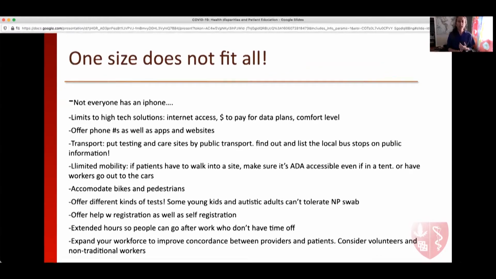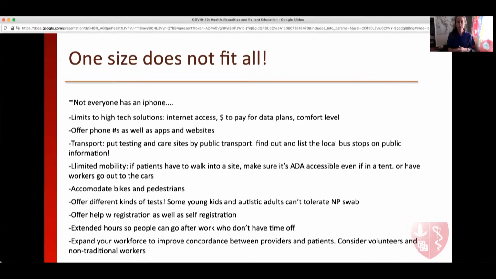Therefore, I think with any outreach materials or information on testing, it's essential to include phone numbers people can call, as well as having numbers for websites or apps. Most people, even if they don't have access to the internet, can call a number and get an appointment, but it's essential we have that.